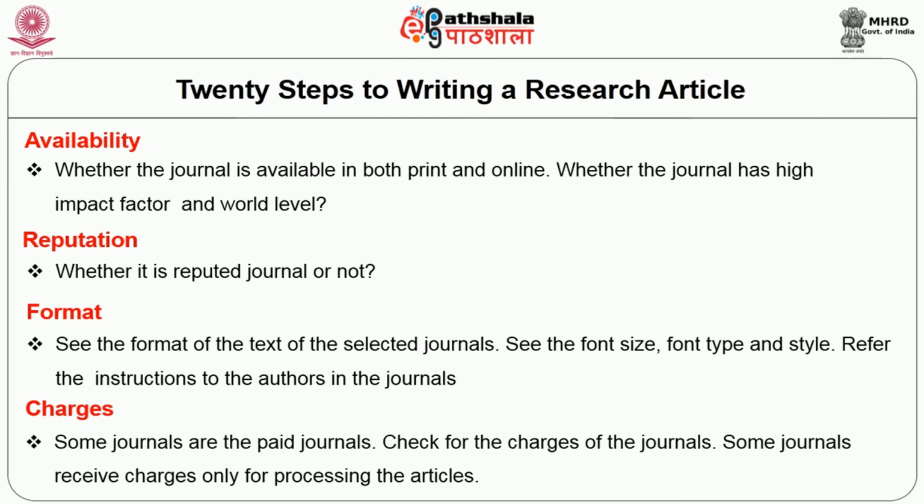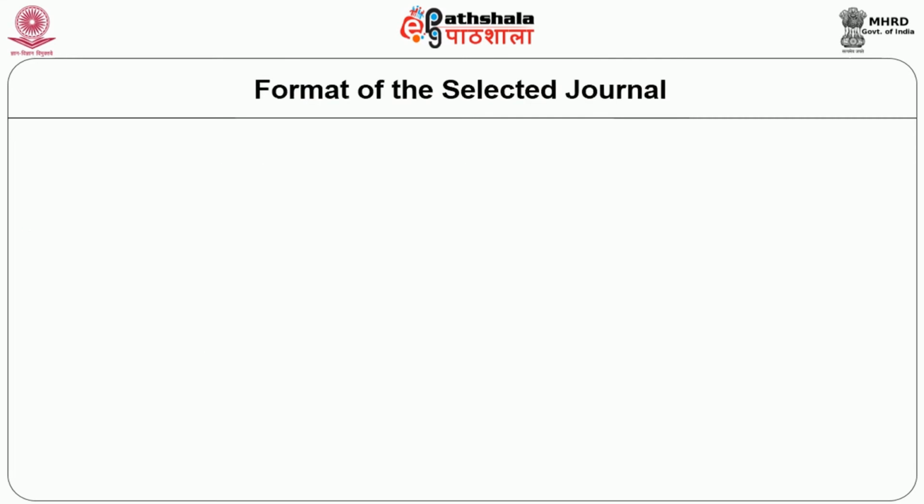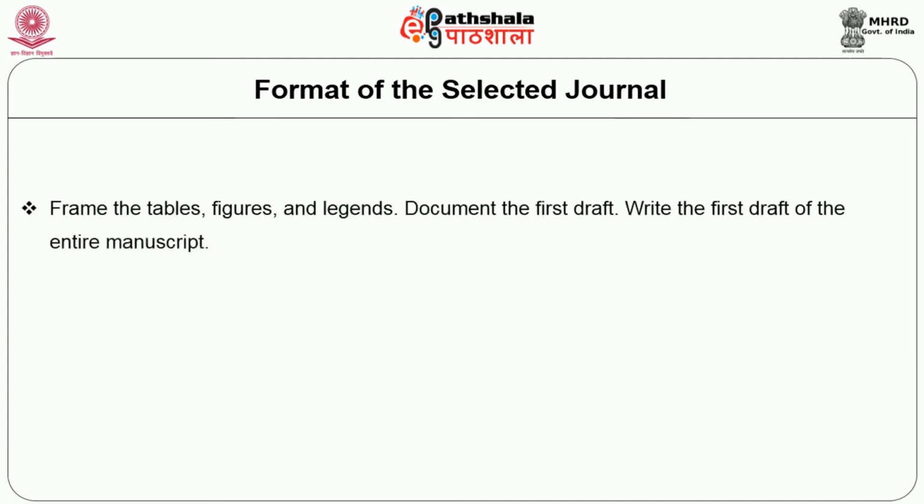Then charges. Some journals are paid journals. Check for the charges of the journals. Some journals charge only for processing the articles. Then the next one, start to write the full paper in the stated format of the selected journal. The next step is to frame the tables, figures and legends.